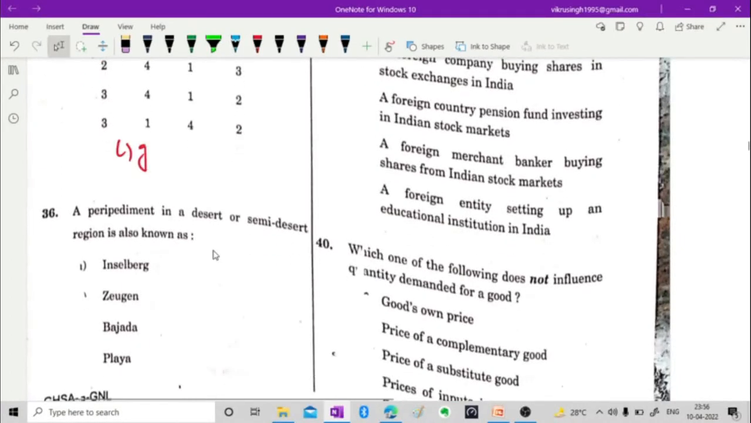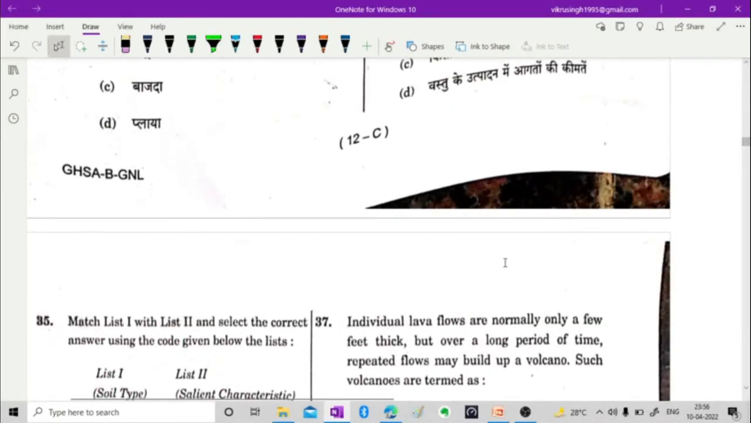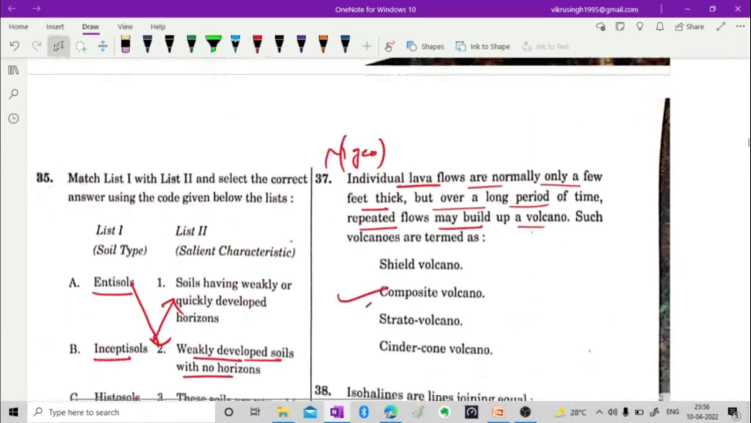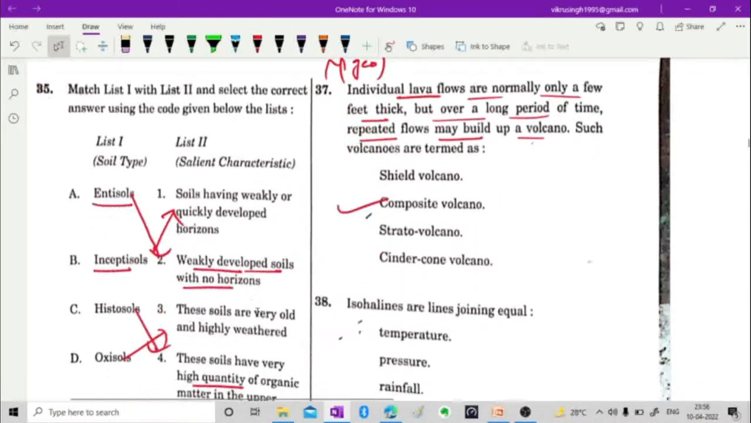Question number 36. Yeah, this is the geography portion, physical geography. Question number 36 says, a pediment in a desert or a semi-desert region is also known as Bajada. Question number 37 is also from physical geography. Individual lava flows last normally only a few weeks, but over a long period of time, repeated flows may build up to a volcano. So what is this volcano called? It is called a composite volcano. Correct option is B.